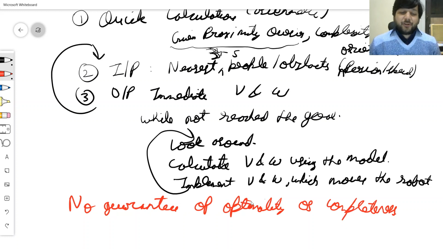So it may not follow the best paths. You make immediate decisions. You may not get the best paths. May not get the shortest path no matter what. And you may get stuck. You may not even get a path. The agent may get stuck. That's the problem with all reactive algorithms.